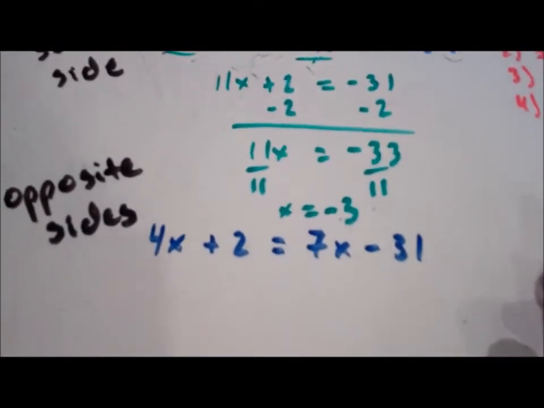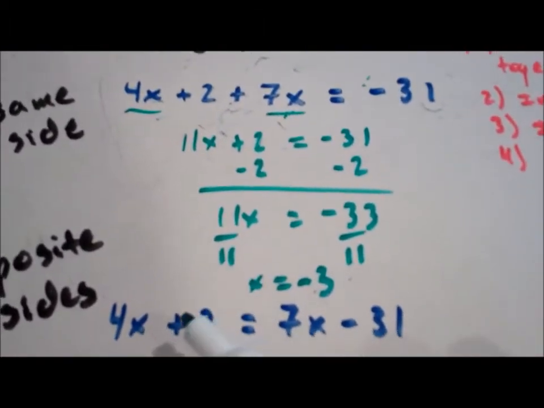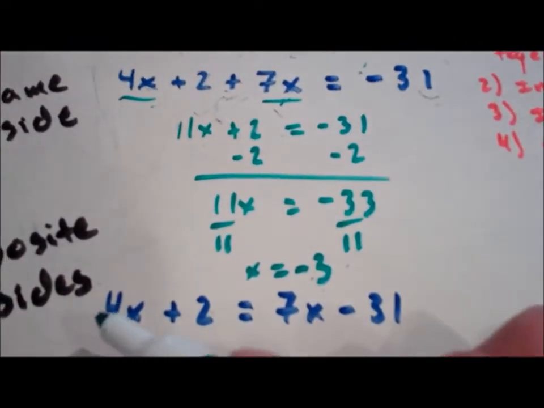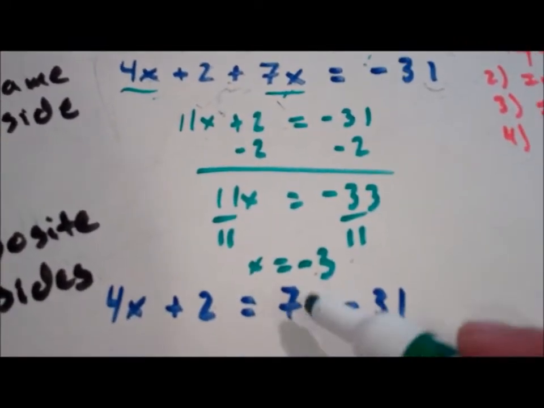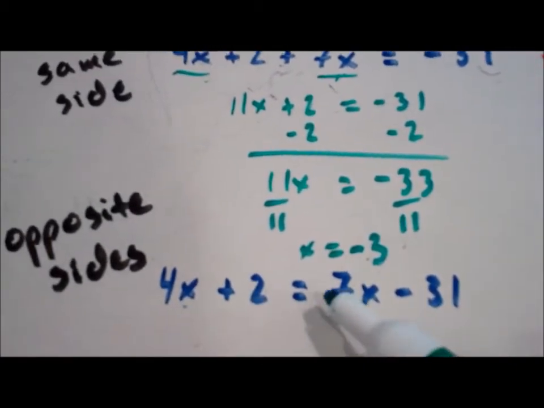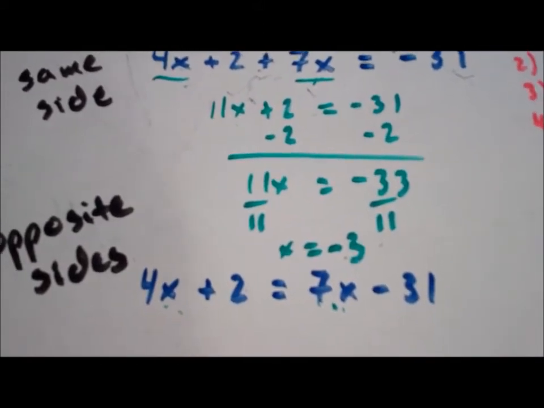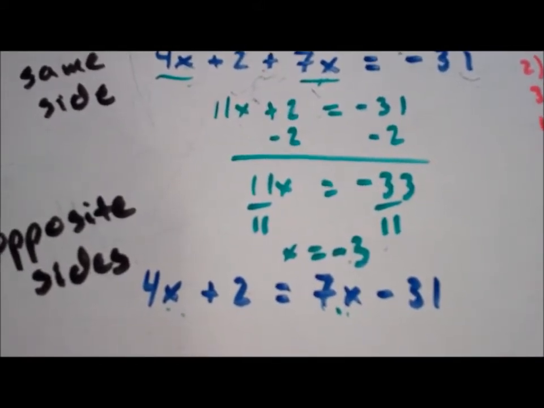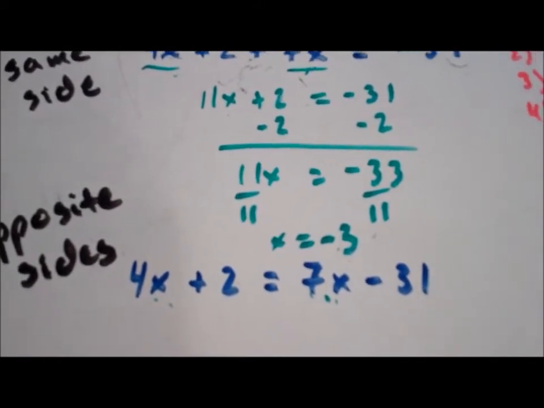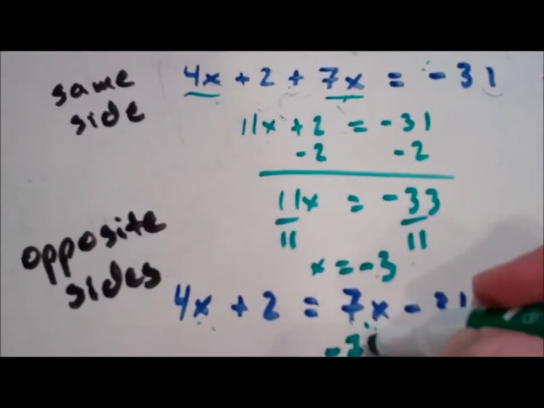Now when they're on opposite sides, as we see in this example, notice that I'm using the same numbers. 4x plus 2 plus 7x equals negative 31, and now I have 4x plus 2 equals 7x minus 31. I see my variables are on opposite sides of the equation. Well, I still have to get my variables together, but to do that, I have to use inverse operations. So I am going to subtract 7x on this side.